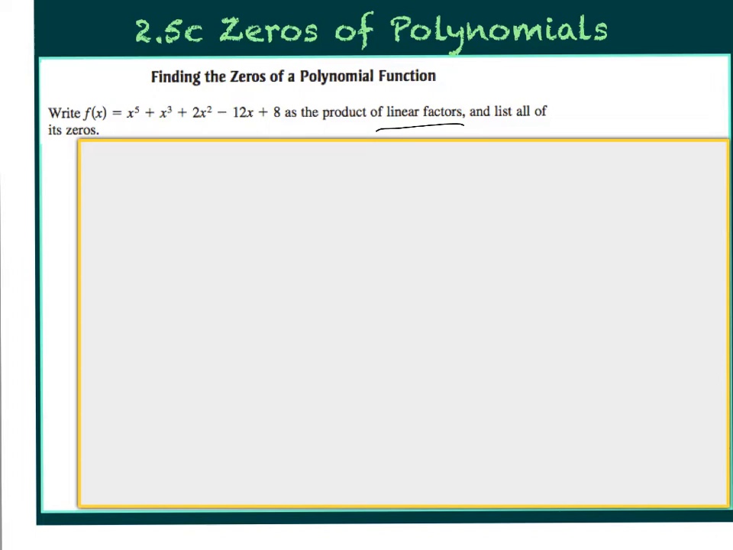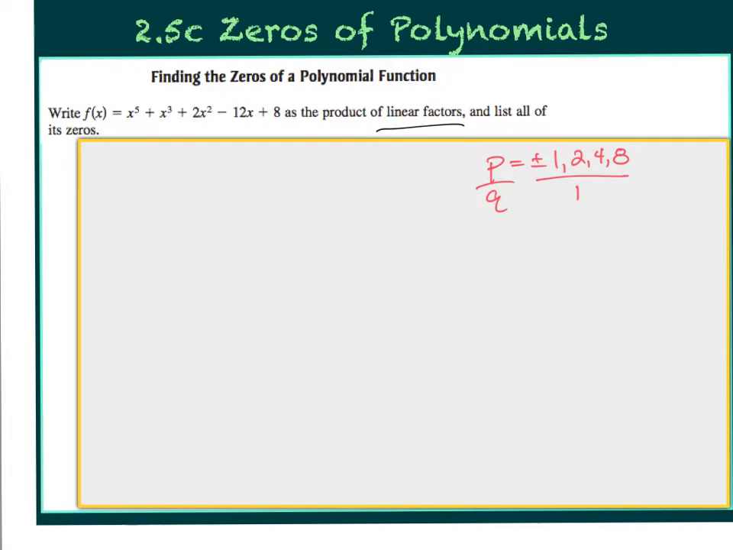Start out with what? P's and Q's. All right, so what are my P's? Plus or minus 1, 2, 4, and 8. And then what are my Q's? Just plus or minus 1, right? All right, so how many options do I have? 8. I have 8 options.